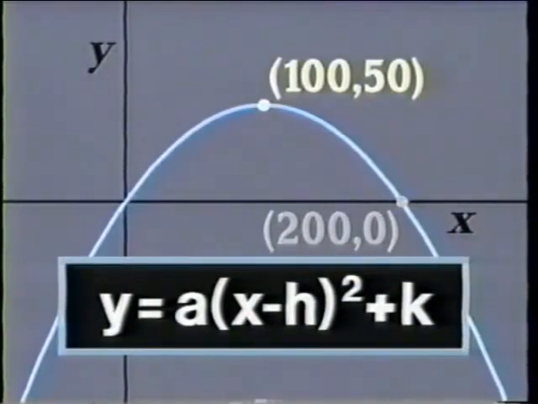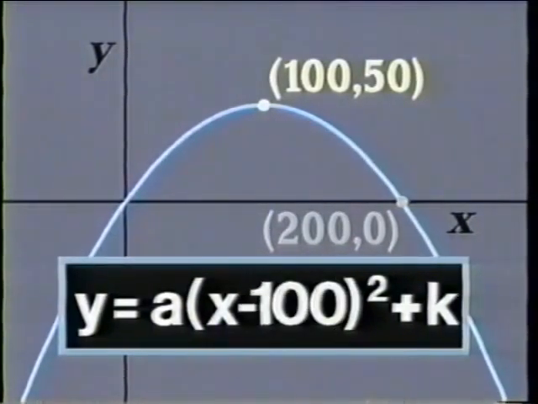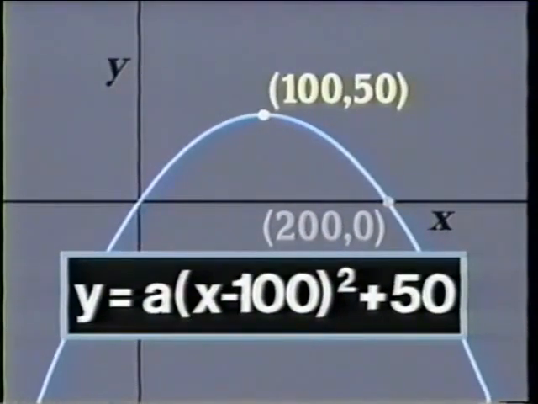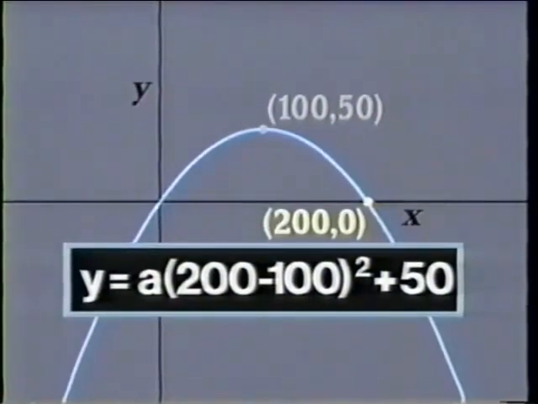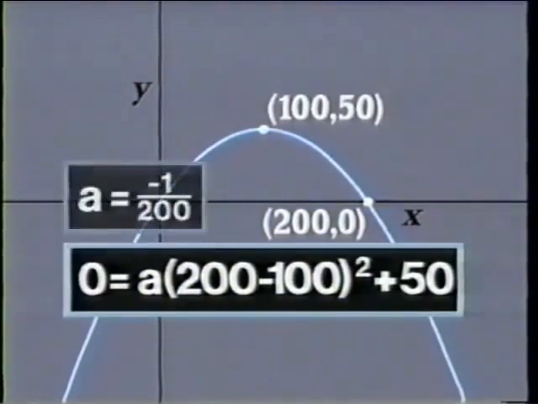Knowing the coordinates of the vertex, h must be 100 and k must be 50. But we must still find the value of a. We also know that the point (200, 0) is on the curve. So if we replace x with 200 and y with 0, a will be the only unknown. A turns out to be very small.